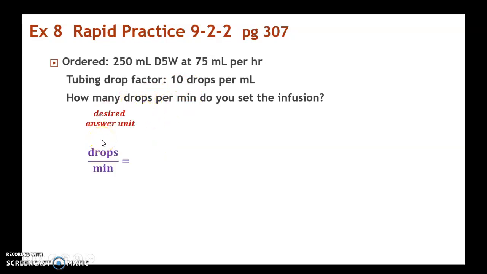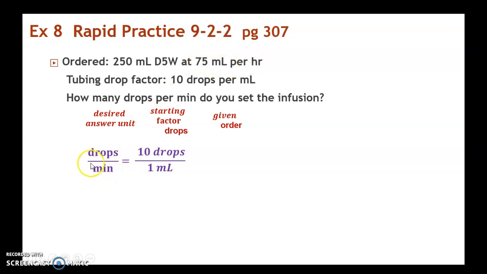Our first fraction needs drops in it, since that is our desired answer. So, tubing drop factor is the only thing that says anything about drops, and it tells us that there are 10 drops per 1 mL. That does put 1 mL into the bottom, so I need milliliters at the top of my next fraction. And that typically comes from your order, the 250 milliliters of D5W, and it happens at 75 milliliters per hour.